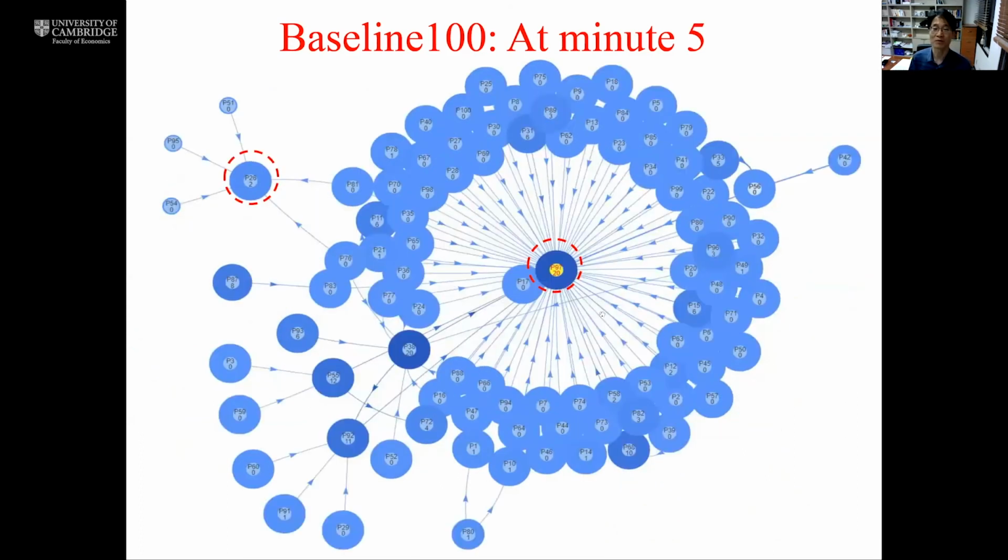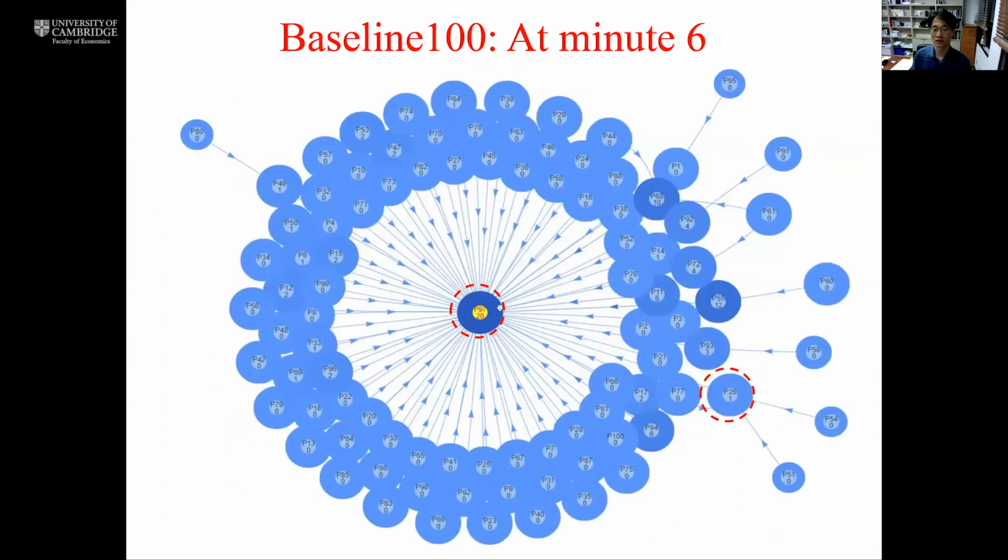Now at minute 5, P97, who again maintained the effort of 20, has replaced P26, who chose a very low effort by then. And then at minute 6, once P97 replaced the other person's hub status, he remained the hub until the end of the game. So these are the typical dynamics that we see in the baseline large group.